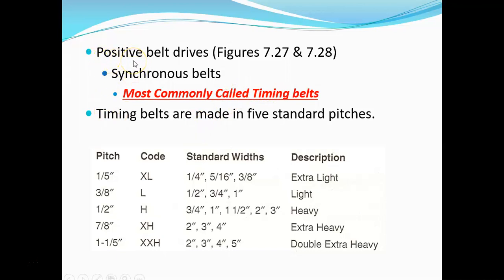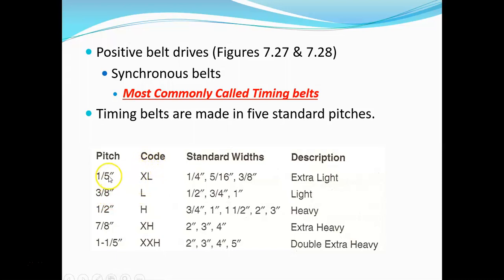This slide, the positive drive belts, synchronous belts, most commonly called timing belts. Timing belts are made in 5 standard pitches, and remember, the pitches are the tooth-to-tooth sizing. So this is the pitch distance between one tooth to the next tooth: 1/5 of an inch, 3/8, 1/2, 7/8, and 1 1/4. So we have a code designation that's going to be stamped onto the belt or on the packaging. You're not going to see 1/5 or 3/8 listed. It's going to be listed as a code. This is a pitch code.